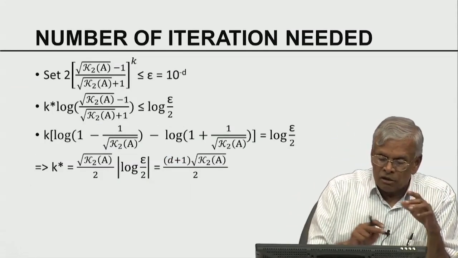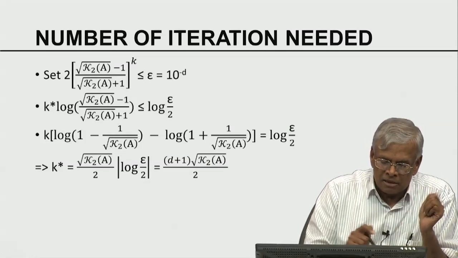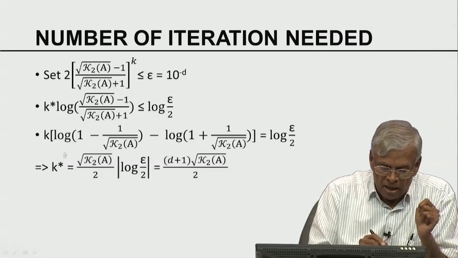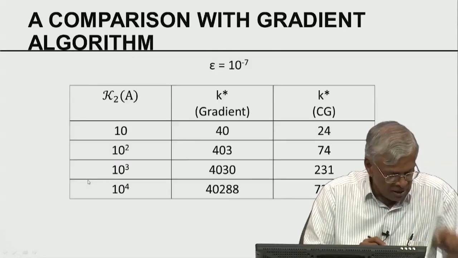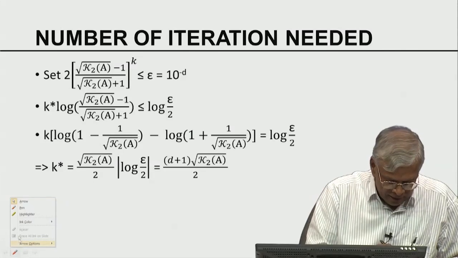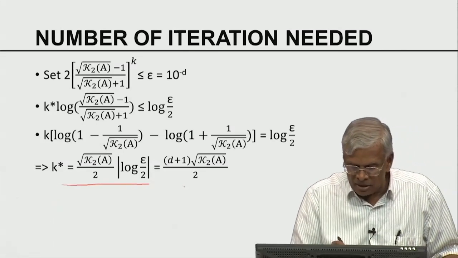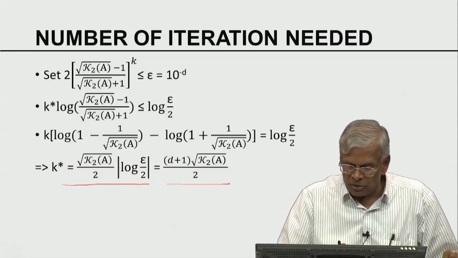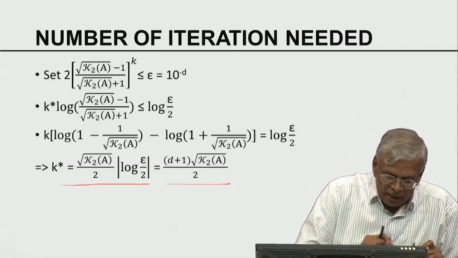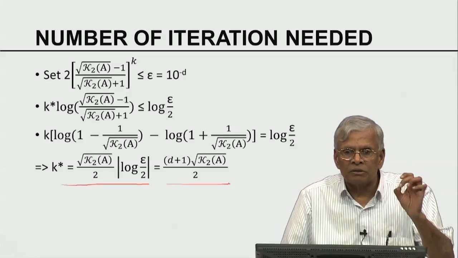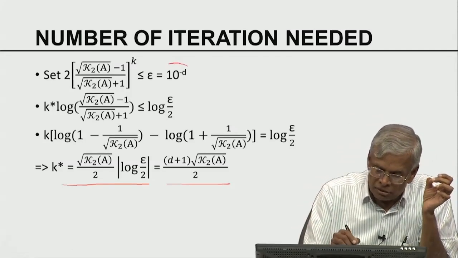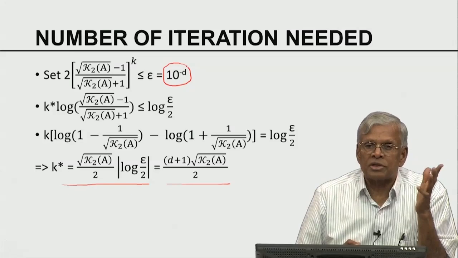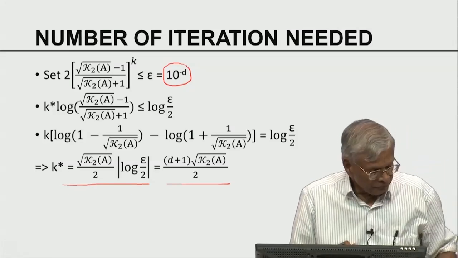So, now I can do whatever I did with respect to the gradient algorithm. I can set this number, which is an upper bound, equal to epsilon, 10 to the power of minus d. By taking the logarithm, I can compute the expression for k star by simplifying this expression. I can readily see that k star is given by this, which is equal to d plus 1 times square root of kappa of A by 2. So, that is the number of steps. So, k star is the number of steps in the iterative process needed to get to within the order of 10 to the power of minus d. d is the precision, 6, 14, and so on.